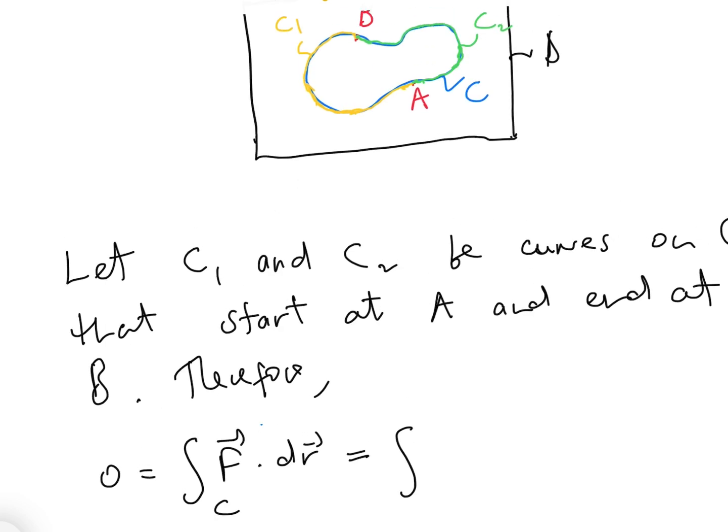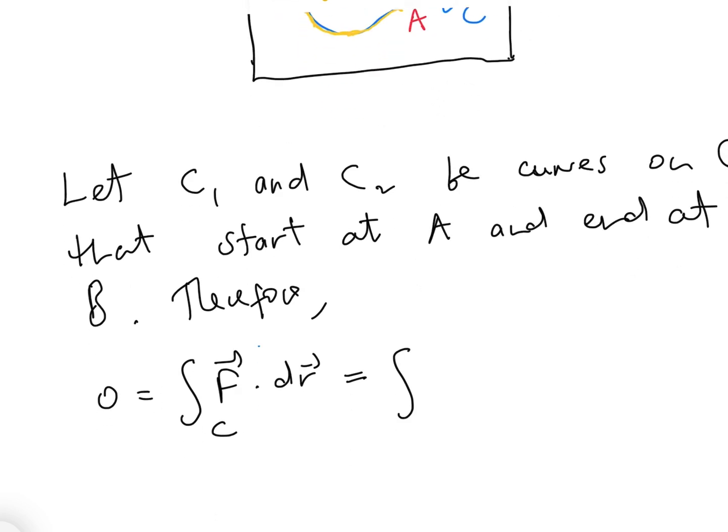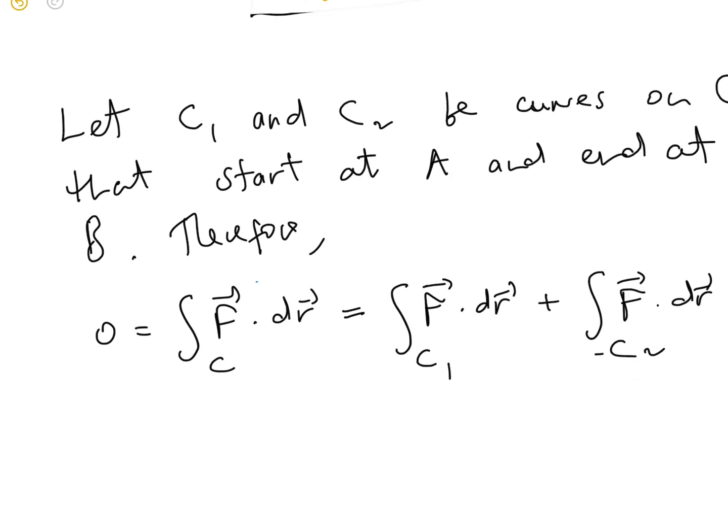Because we've divided C into two curves, C1 and C2, this line integral is equal to the line integral of f along C1 plus the line integral of f along minus C2. Now, again, this is the same as the line integral of f along C1 minus the line integral of f along C2.